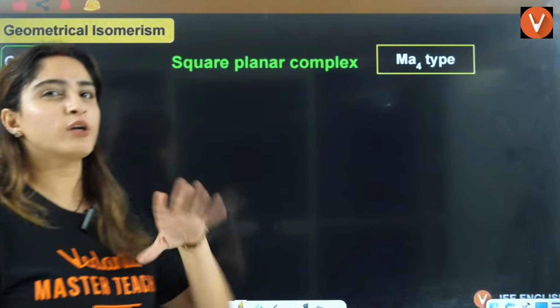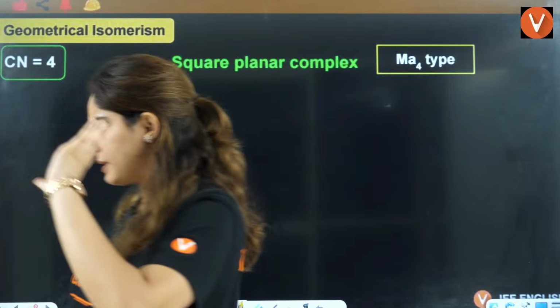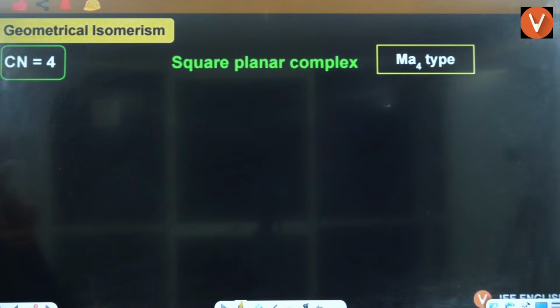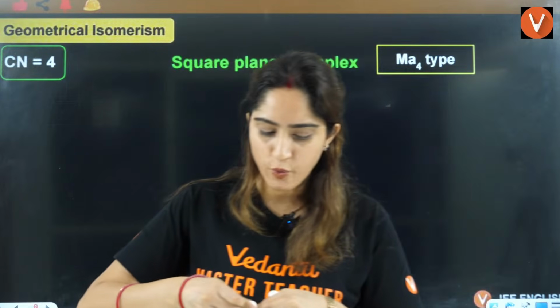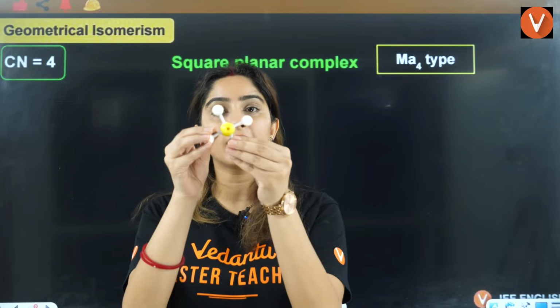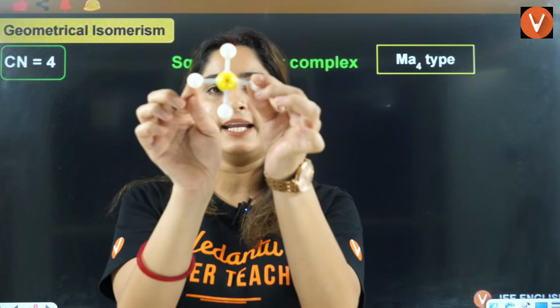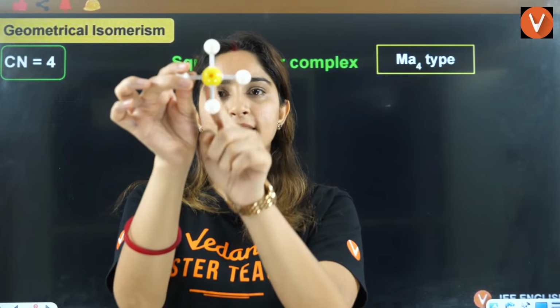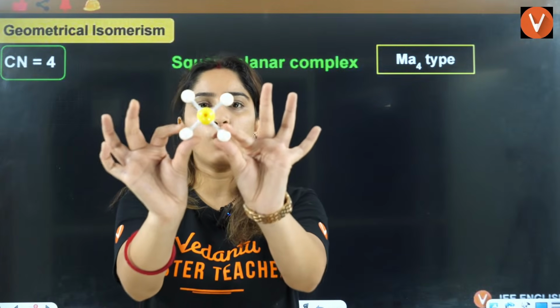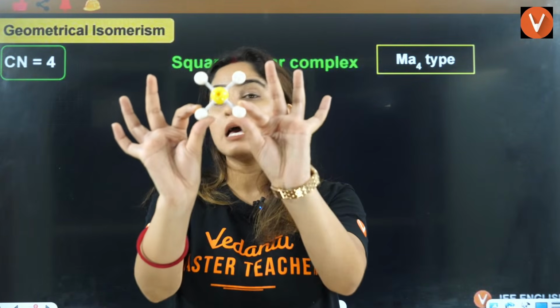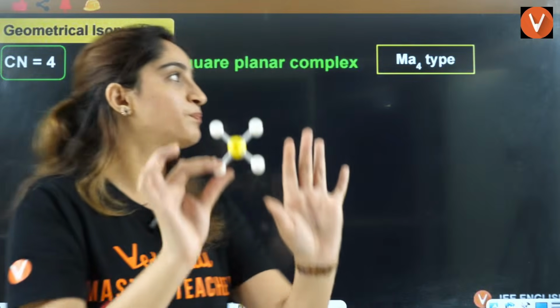Now let's talk about square planar. Simple, easy, right? Let's see that. This is a square planar structure. All of them are at 90 degree with each other. 90, 90, 90, 90, right? We usually call it like this. Now, let's understand that.